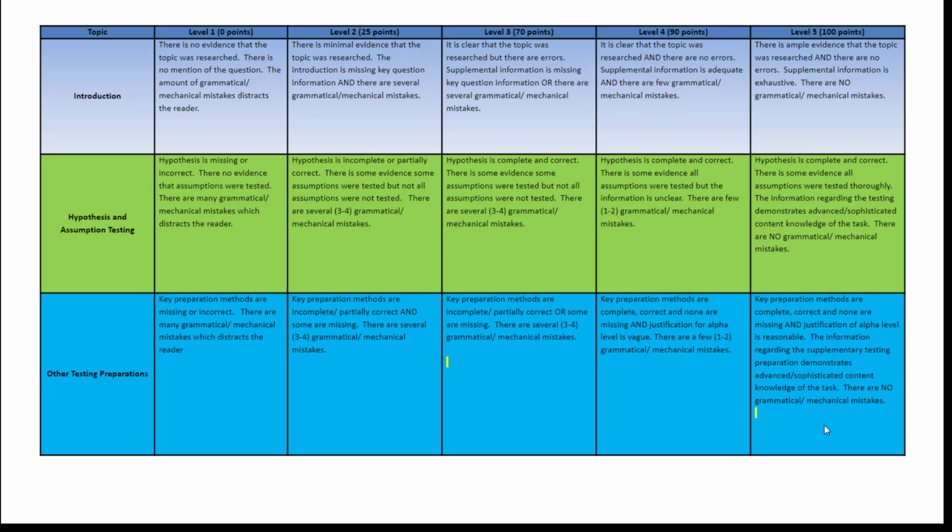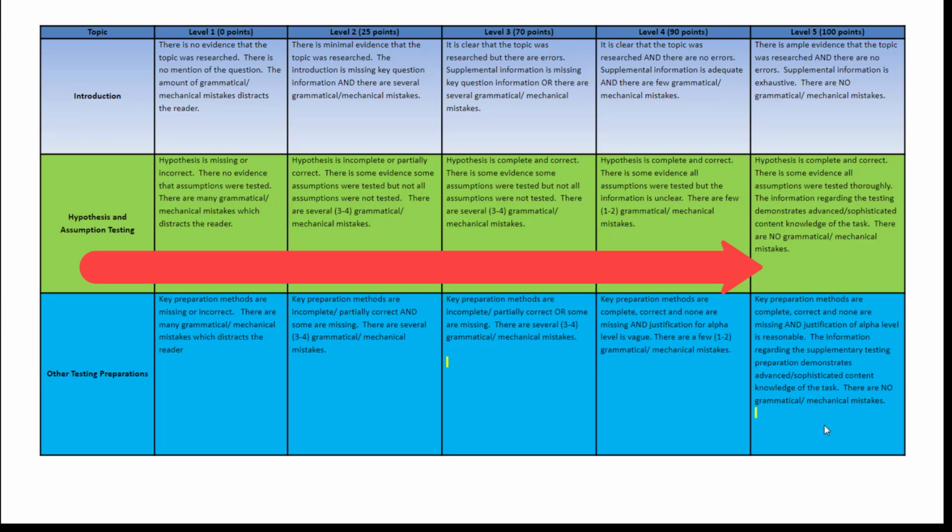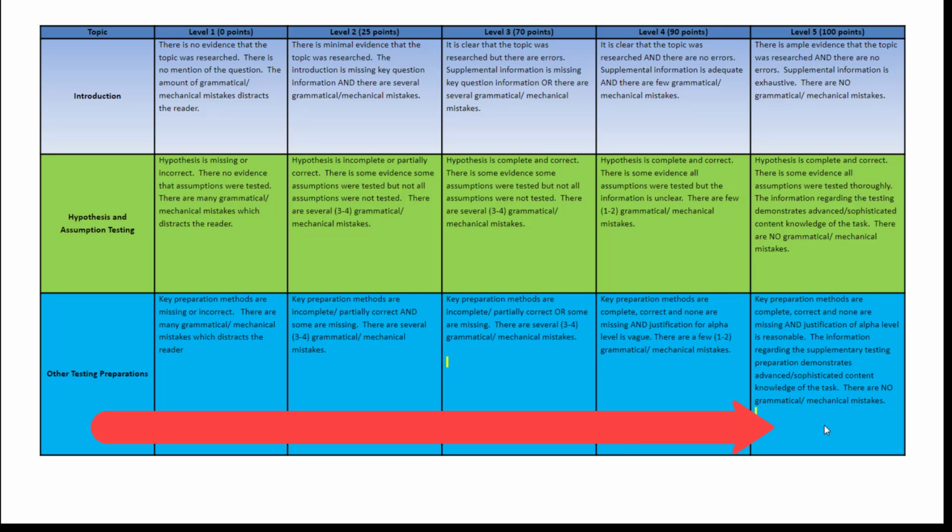If you notice across the rows, you'll see that the first row is really looking to see how well the students worked on an introduction. The green row is looking at how well they managed to address the hypothesis and assumption testing components. The other test preparations are in that bright blue at the bottom. And each column has different levels that the students can attain. Going from left to right, the levels increase.